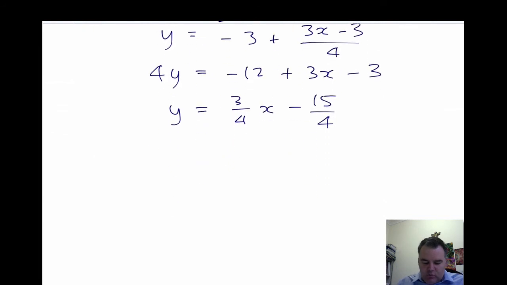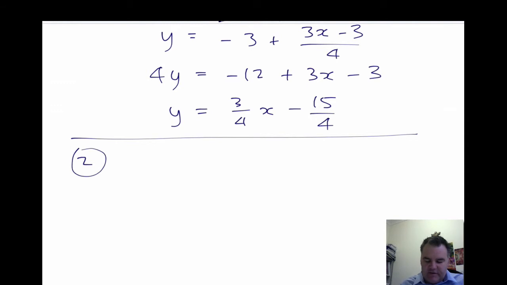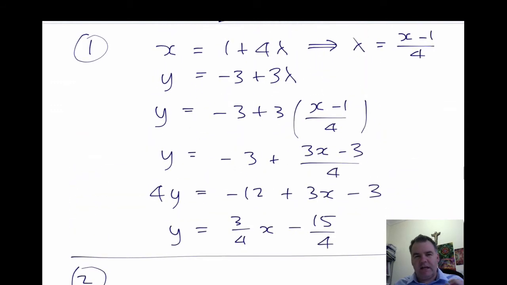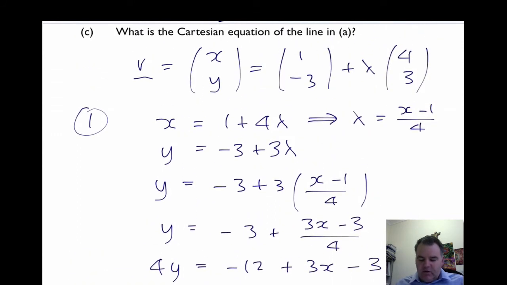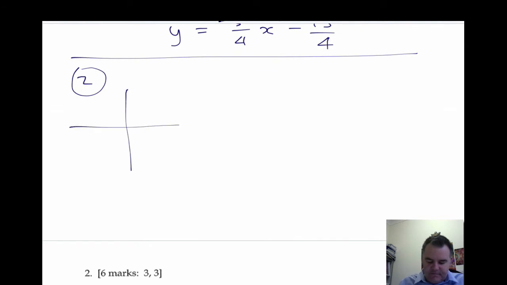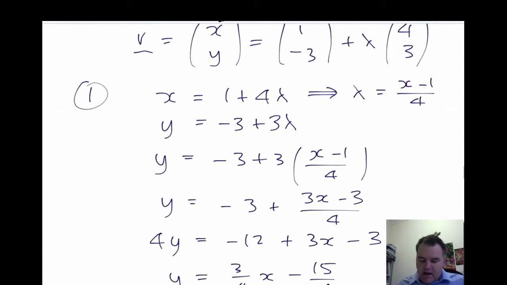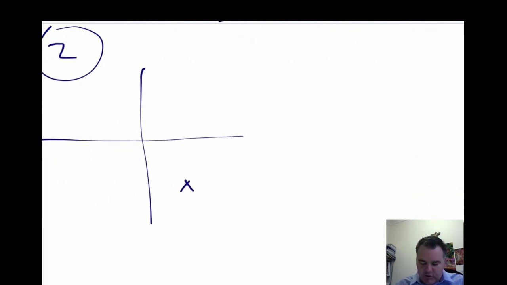A second method just involves really understanding. I haven't drawn any pictures here yet because I want you to get used to the theory, but let's go for a little picture. This line is going through the point (1, -3), down here somewhere, and it's heading off in the vector (4, 3). From that point, we're going across 4 and up 3. This is not accurate, I want to point that out.